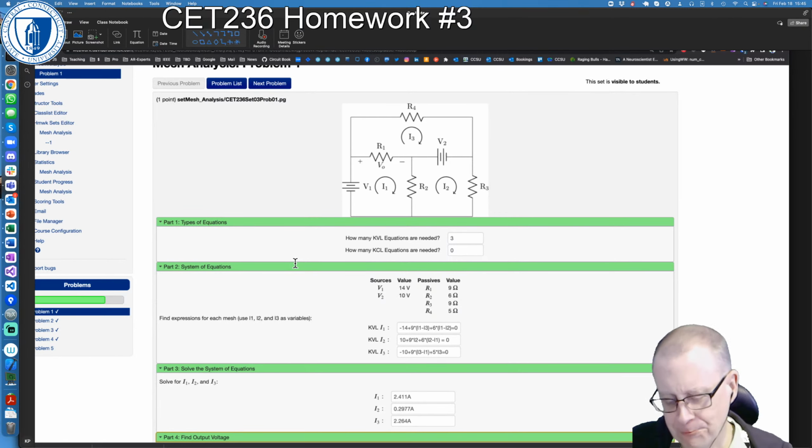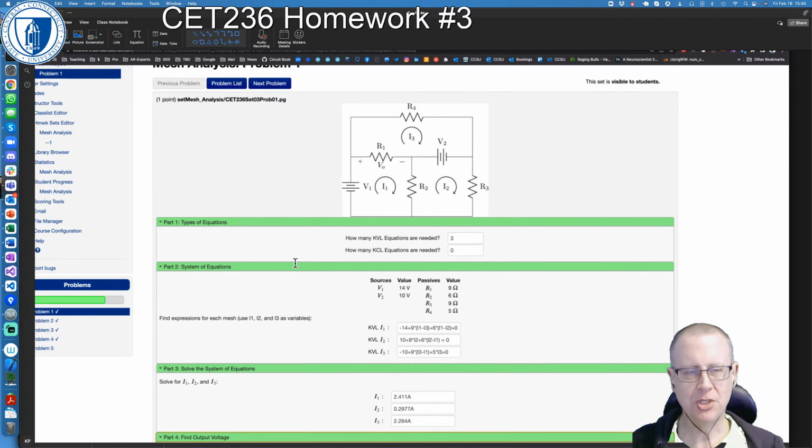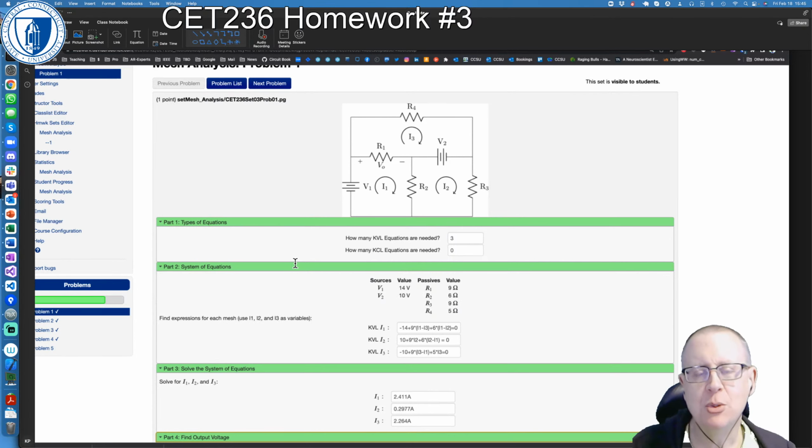And remember, normally mesh analysis applies Kirchhoff's voltage law. And there's reasons why you might apply Kirchhoff's current law, but in general, we're looking to apply Kirchhoff's voltage law. So for this first one, there's no current sources. The reason why we might need to apply Kirchhoff's current law is if there are current sources. This first problem's circuit only has two voltage sources.